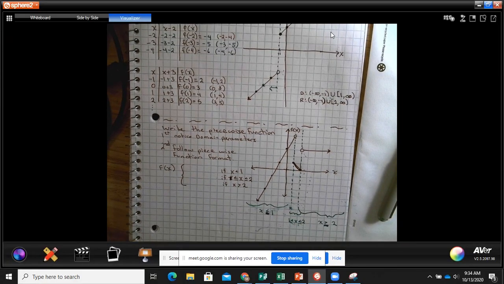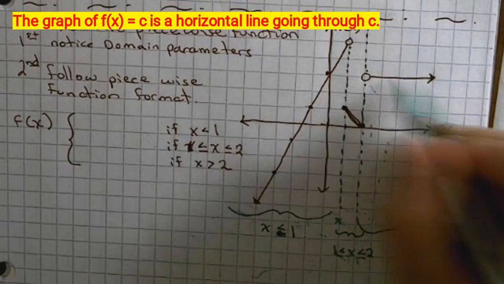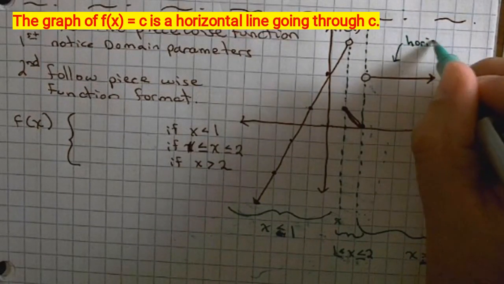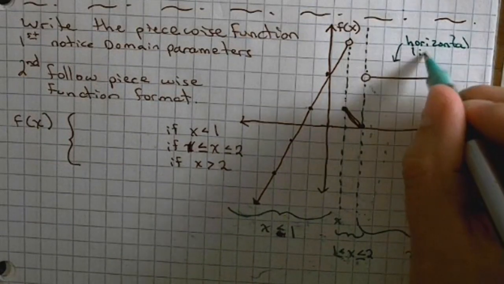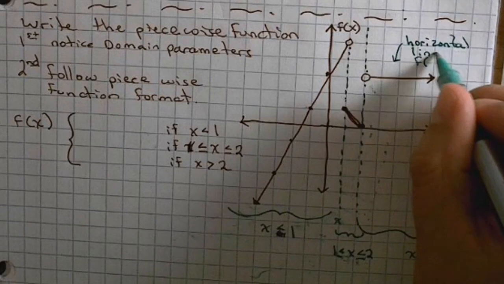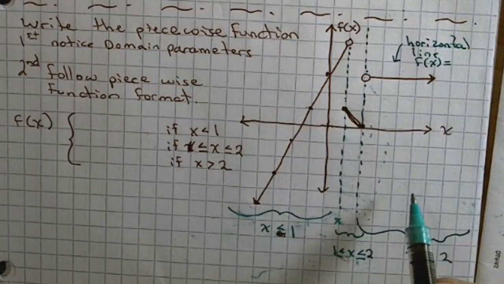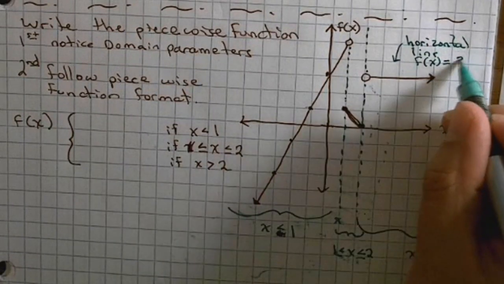So what I'm going to do here is start off with the easiest one. This one right here is the easiest one because this is a horizontal line. And horizontal lines, if you studied your parent functions, the horizontal line is going to be f of x equals some constant. And what is our constant? Our constant is 1, 2, 3. So the f of x is 3.